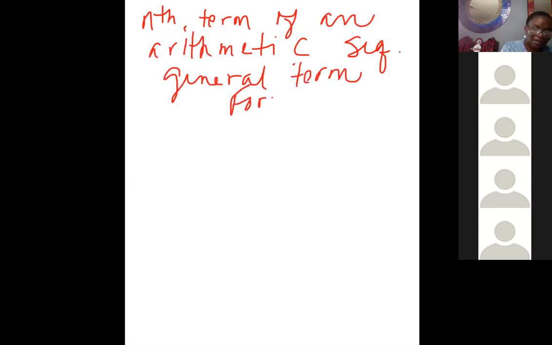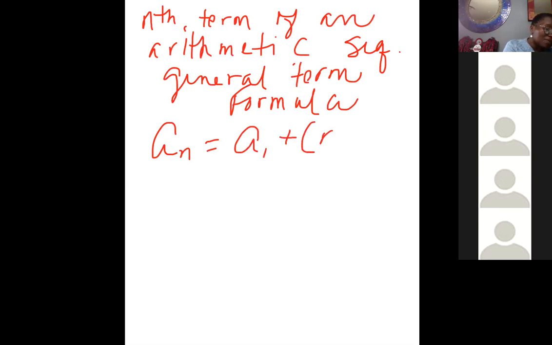The formula is a sub n equals a1 plus n minus 1 times d. Again, guys, what you will notice is that we have the same variables. Remember, this is a function all over again. The only difference is that we have a d here. The d represents the common difference that you keep adding or subtracting from each term to get to the next one. So a1 is your first term, remember that.